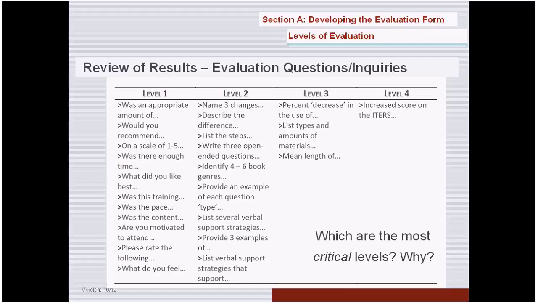Okay, finally, I'd like to ask, each of these levels of evaluation is important, but of these 4 levels, which are the most critical levels of evaluation, and why do you think that is? I think levels 3 and 4 are probably more critical because they actually can measure lasting change. Okay, other people, what are your reactions to this?